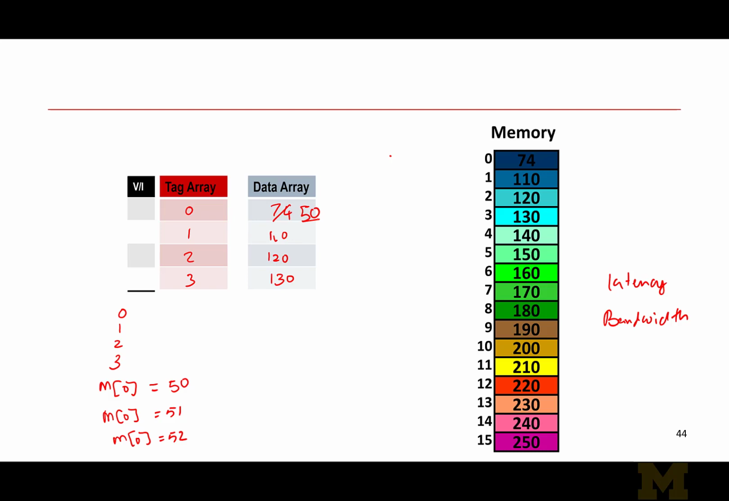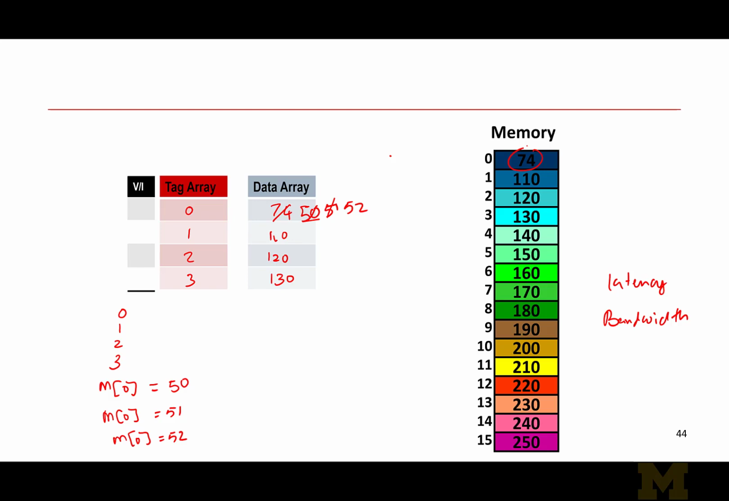So when I have the second store with value 51, I'm simply again going to update my cache, and then if I have value 52, again I'm just going to update my cache, and this value in memory is going to be this old value 74.